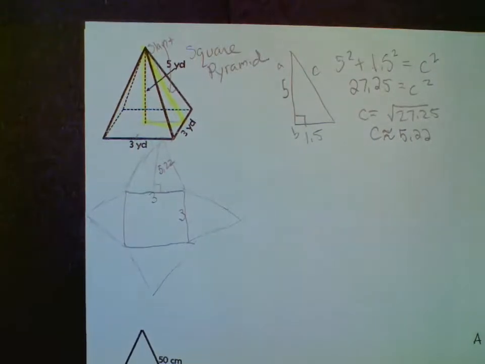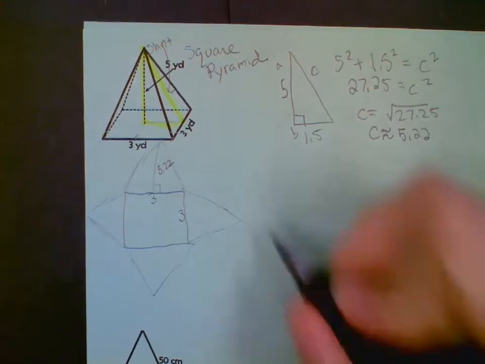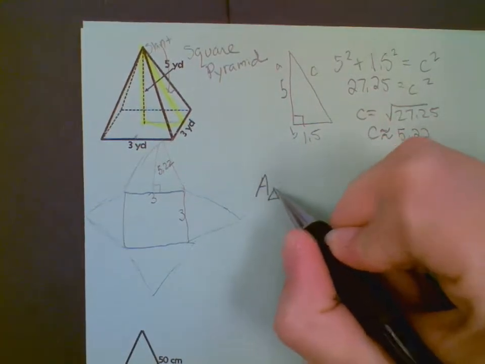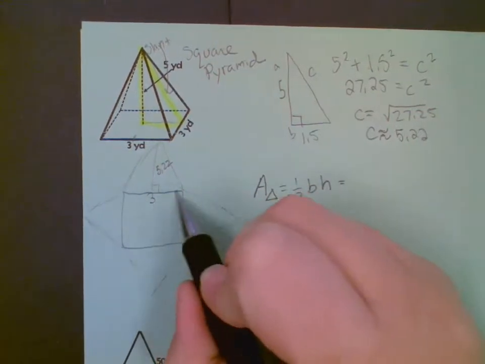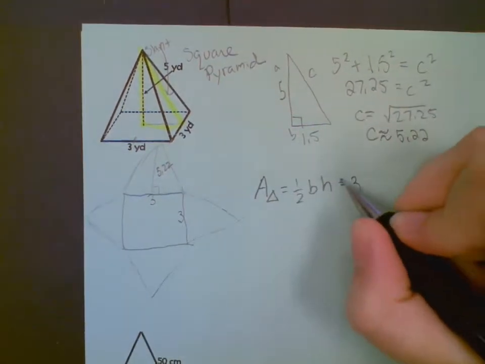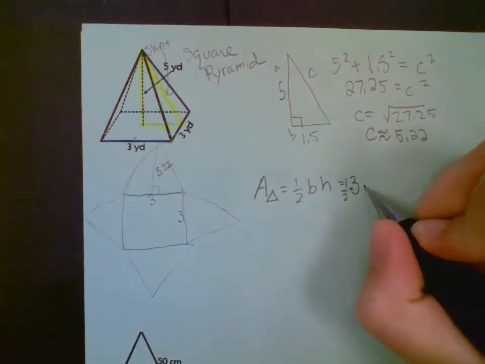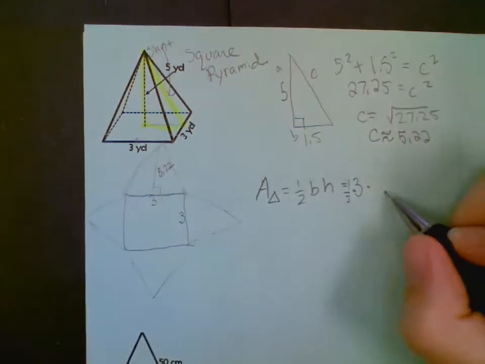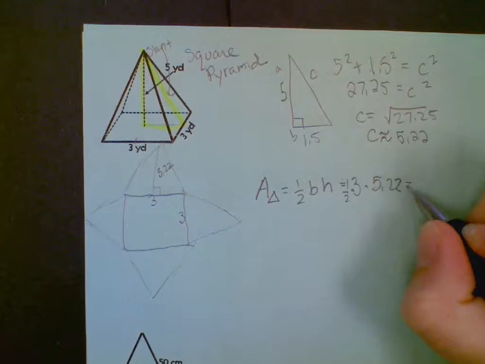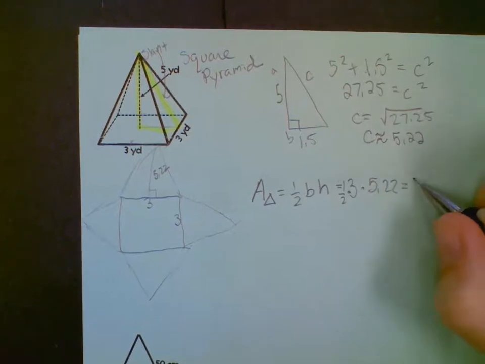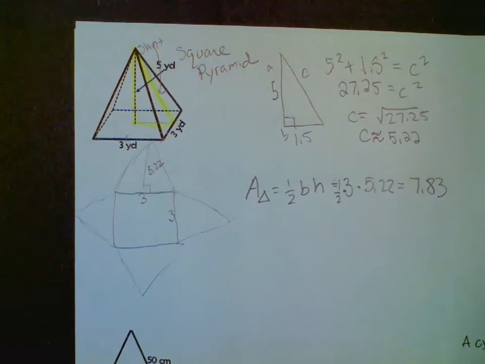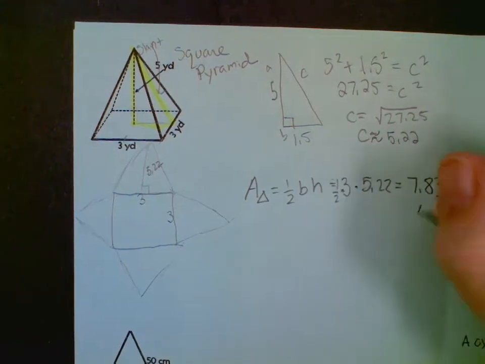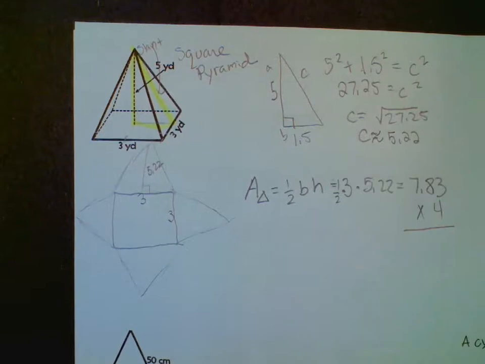So let's find our area. The area of a triangle is 1/2 base times height. So the base of that triangle is 3. 1/2 times 3 times the height we just found to be 5.22. If we times those out, we get 7.83. But how many of those triangles do we have? Good, so we have to multiply that by 4 since we have 4 triangles.